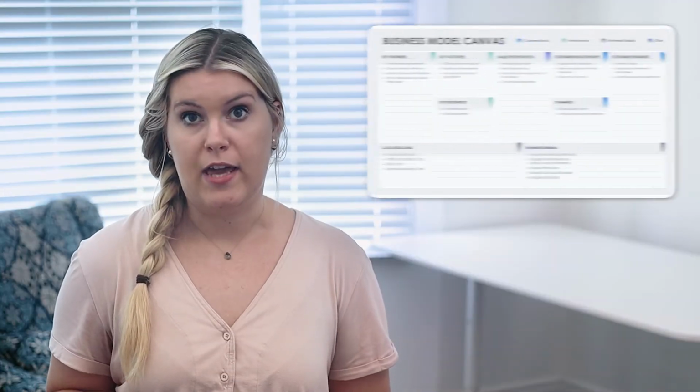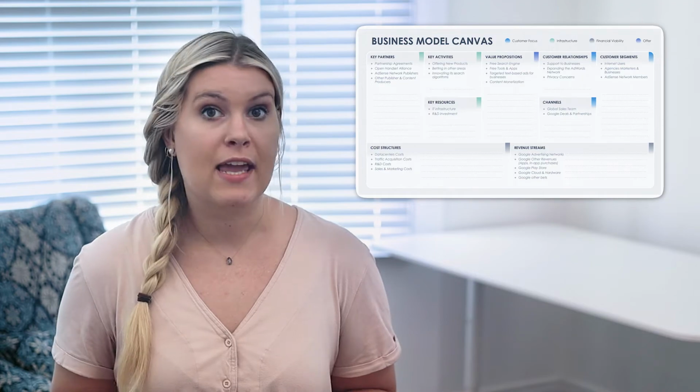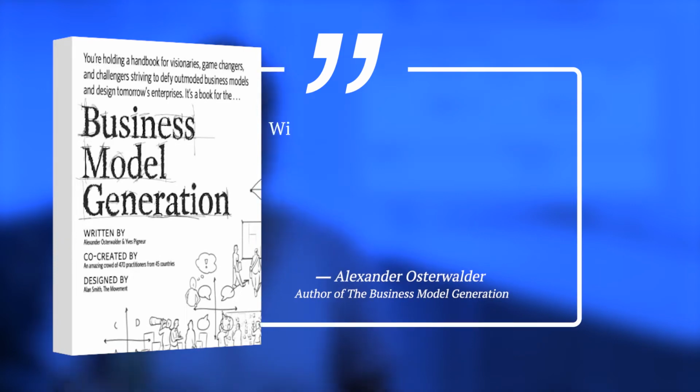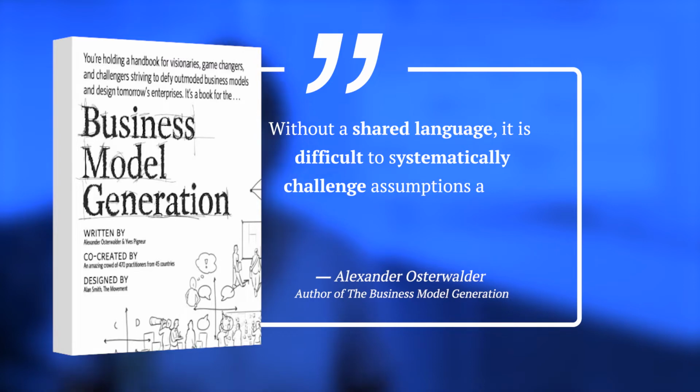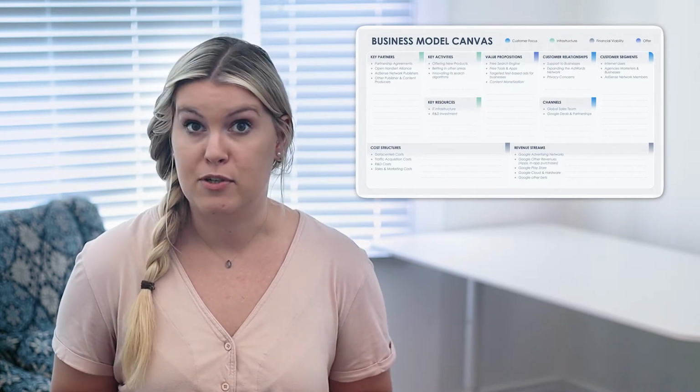A business model canvas is a shared language that's used to describe, visualize, and change a business model. In Business Model Generation, Alexander Osterwalder says that without a shared language, it's difficult to systematically challenge assumptions about one's business model and innovate successfully. The canvas is used to describe how a company creates, delivers, and captures value.